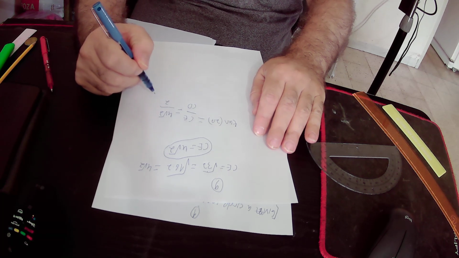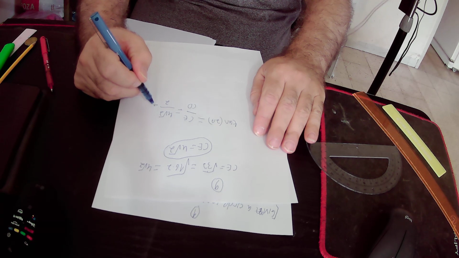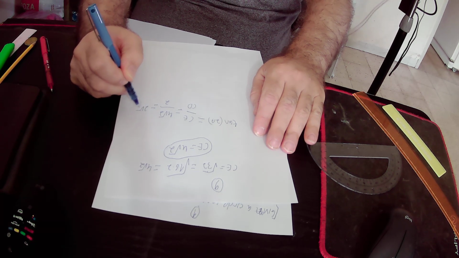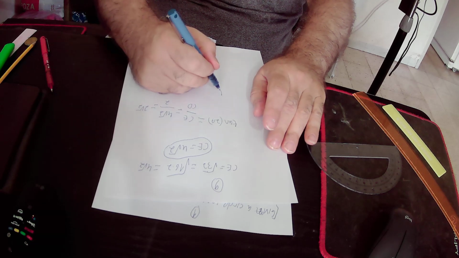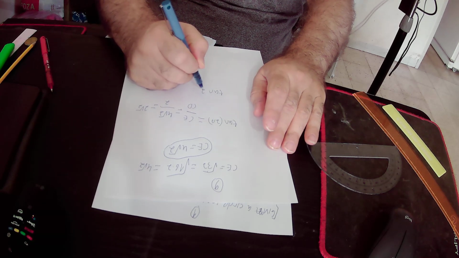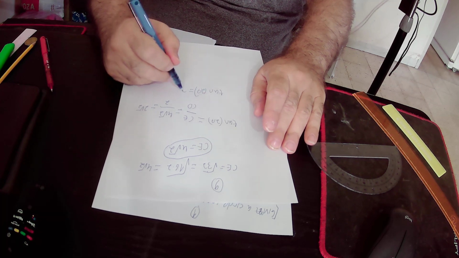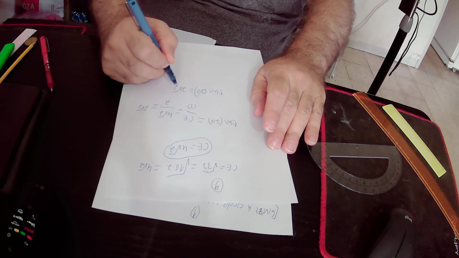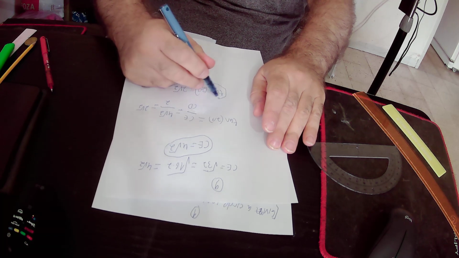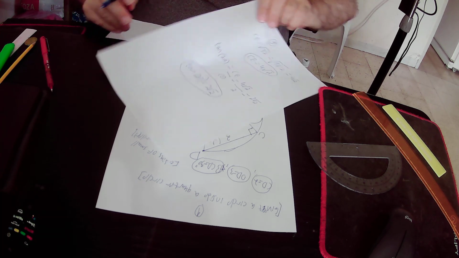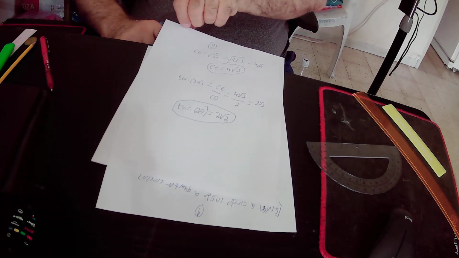So we got that tangent 2 theta equals 4 times root 2 over 2. 4 over 2 is 2. So in total we got that tangent 2 theta equals 2 times root 2. Okay? Tangent 2 theta equals 2 times root 2.